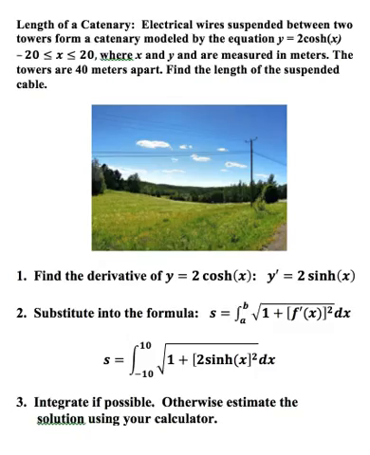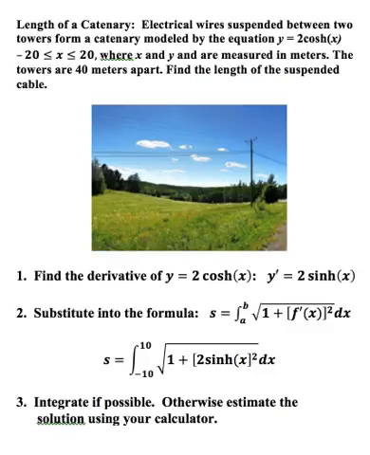Catenary curves are created naturally by hanging wires. In this example, we're going to find the length of a catenary. What we have is electrical wires being suspended between 2 towers. They form a catenary modeled by the equation y is equal to 2 hyperbolic cosine of x, negative 20 less than or equal to x less than or equal to 20, where x and y are measured in meters. The towers are 40 meters apart. Find the length of the suspended cable.